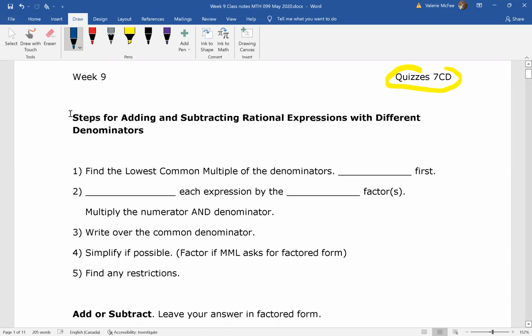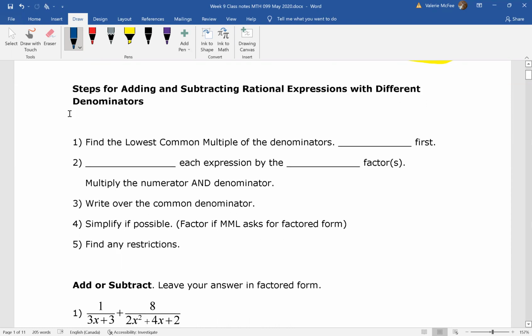So we have some steps here. I would strongly recommend that every time you sit down to work on one of these problems, you have these steps beside you and that you follow through them until you're comfortable doing it without checking. So step one, we want to find the lowest common multiple of the denominators. That means we need to factor the denominators first. We've been doing a lot of factoring for the last couple of weeks.